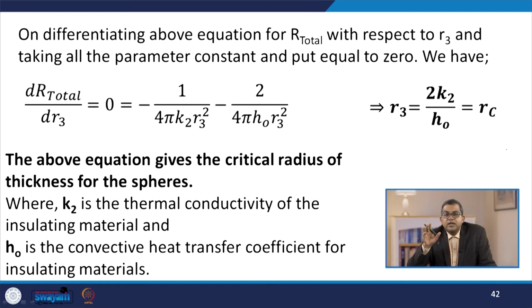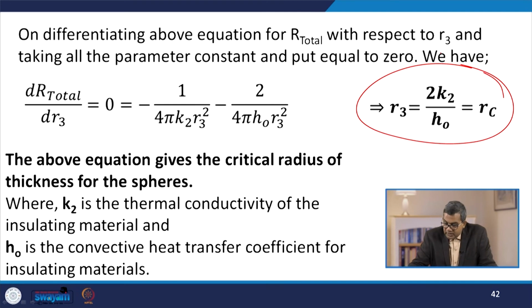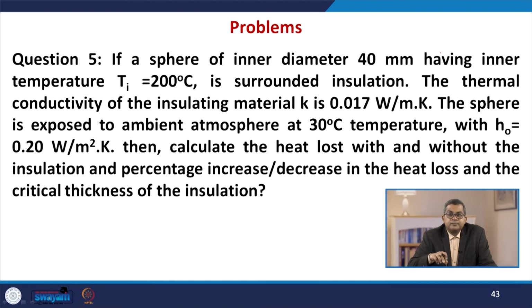So if we differentiate the above equation for R total with respect to R3, taking all the other parameters constant, and put it equal to 0, then we have the critical radius R3 equal to 2K2 upon h0. This equation gives the critical radius of thickness for the sphere, where K2 is the thermal conductivity of the insulating material and h0 is the convective heat transfer coefficient. Now let us discuss another problem.